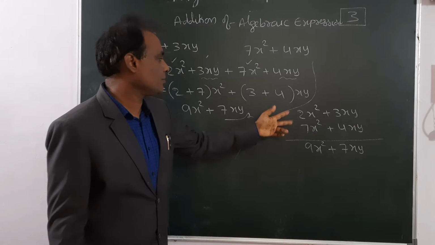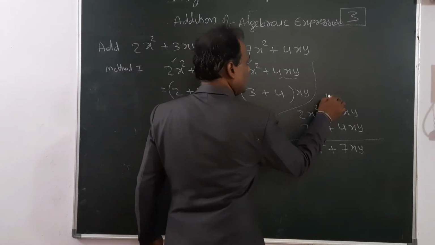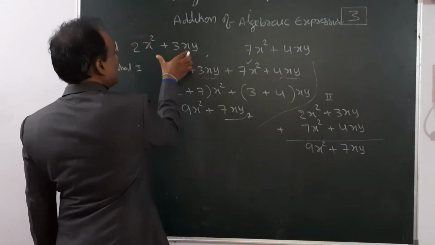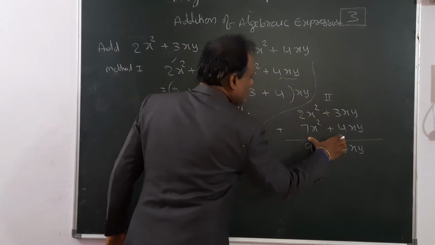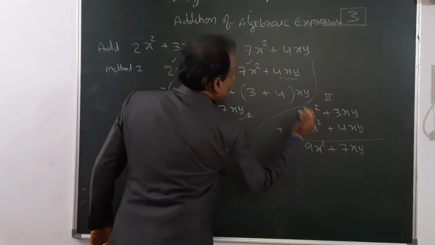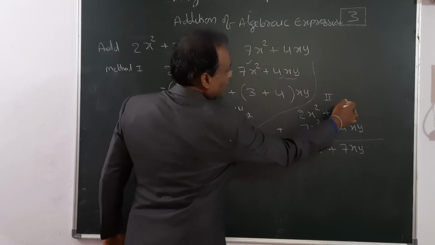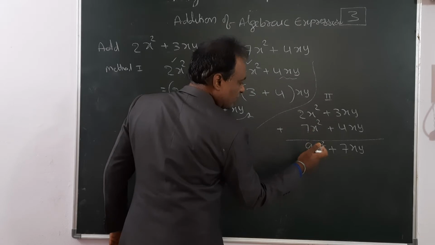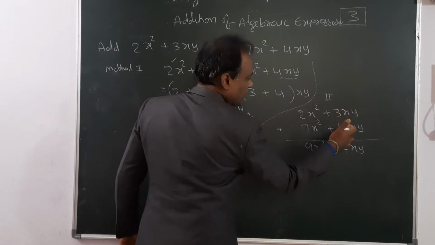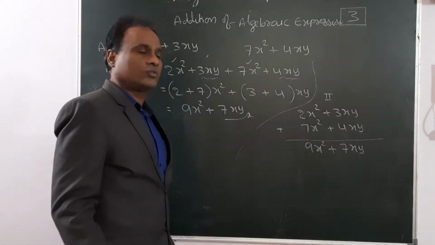This is the second method, method 2. In method 2, write down the first polynomial here, write the second polynomial below it, so that below x square there should be only x square term, and below xy there should be only xy term. So 2x square, 7x square is 9x square, 3xy plus 4xy is 7xy. So see both the methods.